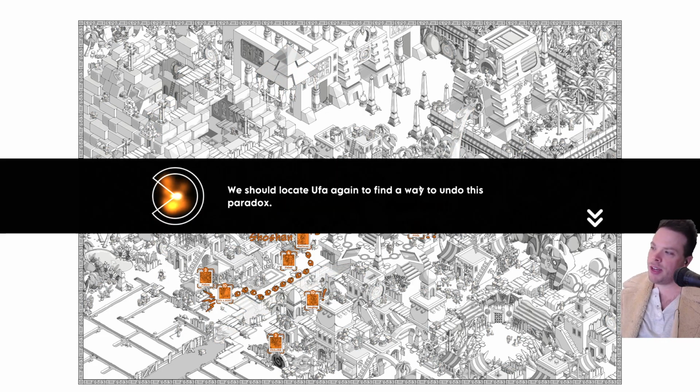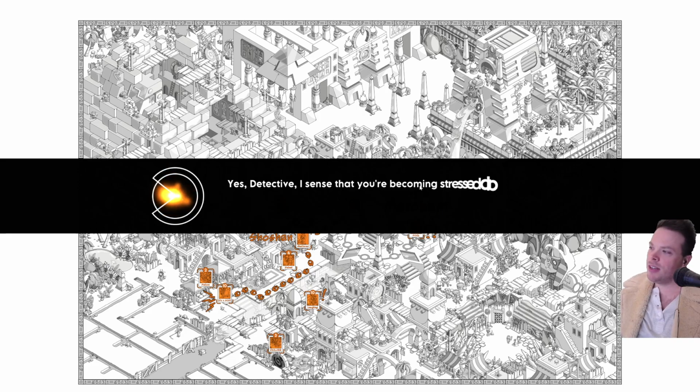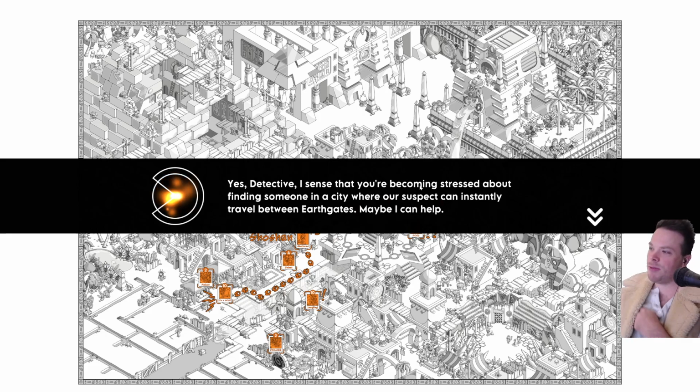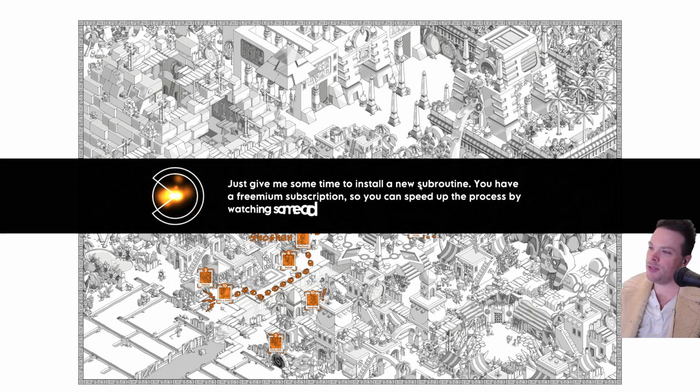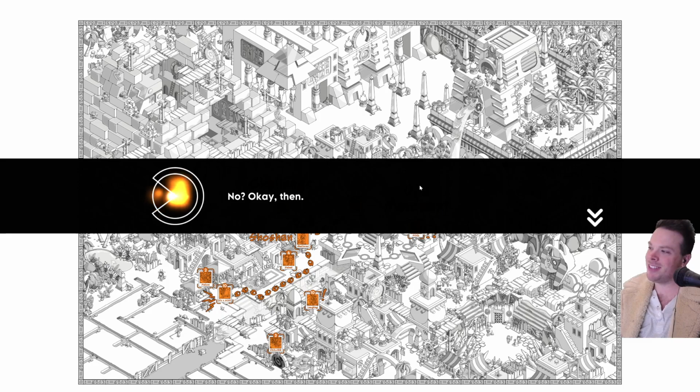We should locate Ufa again to find a way to undo this paradox. Yes, Detective, I sense that you are becoming stressed about finding someone in a city where our suspect can instantly travel between Earth gates. Maybe I can help. Give me some time to install a new subroutine. You have a freemium subscription, so you can speed up the process by watching some ads. No? Okay then.